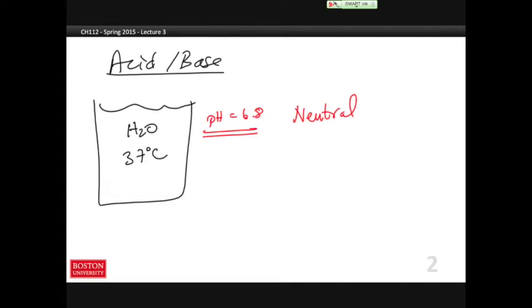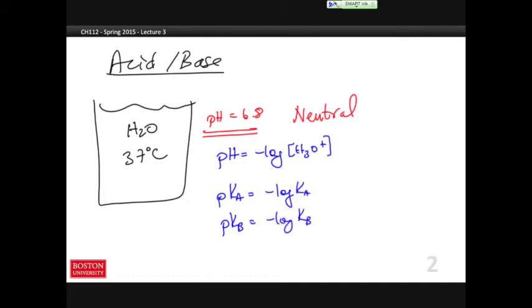So this is where we have to start thinking about what pH really means. pH is the negative log of the hydronium ion concentration. pKa is the negative log of Ka. pKb is the negative log of Kb. pKw is the negative log of Kw. And P. Wee Herman is a convicted felon. Okay, terrible joke. Px is negative log x.